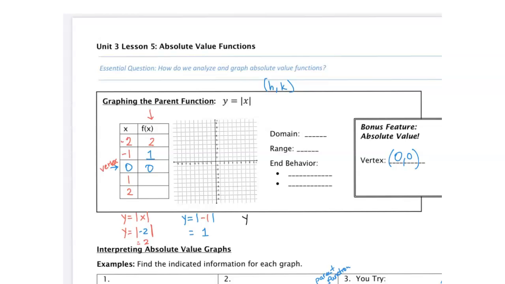Okay. For the next one, y equals the absolute value of our 1. And so if you're thinking about, well, how far is 1 away from 0? It's 1 away from 0. So 1. And then the last one, y equals the absolute value of 2. And when you're thinking, well, how far is 2 away from 0? It is 2 away from 0. So it's 2. Next thing, we'll graph it.